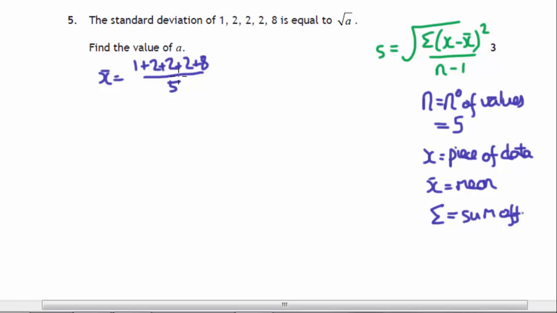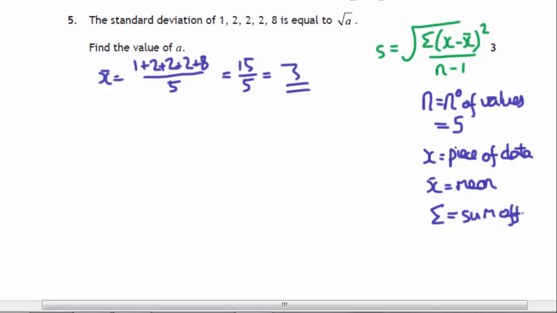So what we do is you just add up all these numbers, and what you'll find is that's 15, divide by 5, that's 3. Okay, so 3 is your mean. Now x will take one of these values in turn, and then you're going to subtract the mean from each one of these values, and then square it. And then you'll have 5 numbers that you just add together, the sum of, and then just divide by 5 minus 1, and then take the square root.